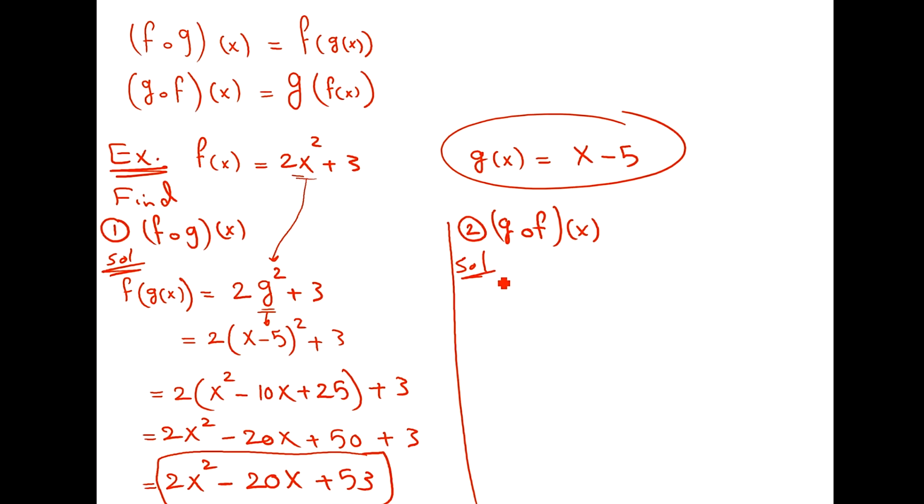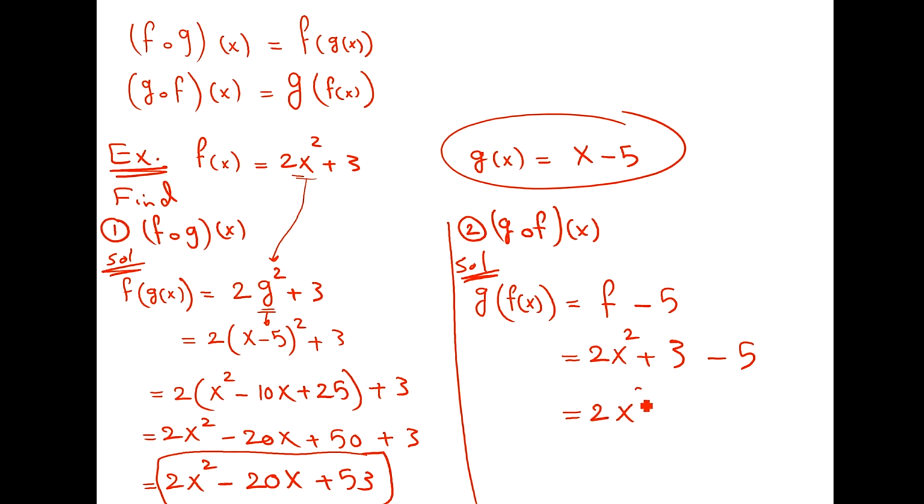Now we need to find g composite f. G composite f, this is g, and substitute inside g the f of x. So this is equal what? Look at g. g equal x minus 5. So substitute, replace x with f. So we have f minus 5. What's the value of f? The value of f, 2x squared plus 3, this is the value of f, minus 5. So the g composite f equal 2x squared minus 2.